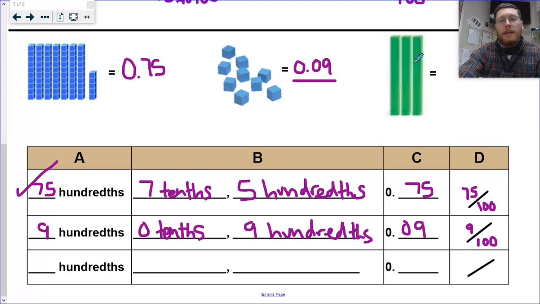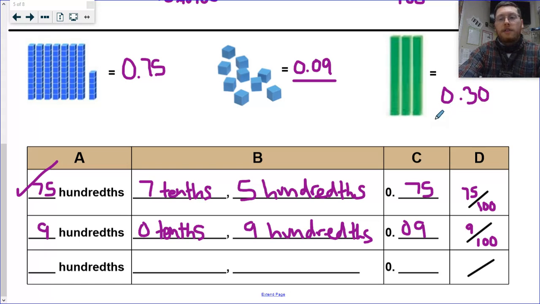So these are 3 longs. Okay. So there's 10 in each, and I have 3 of them. So 10 times 3 is 30. Good. So I have 0.30 because these are out of 100. I have 30 pieces. Okay.